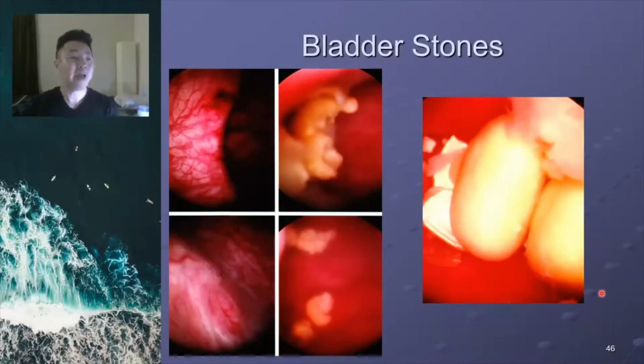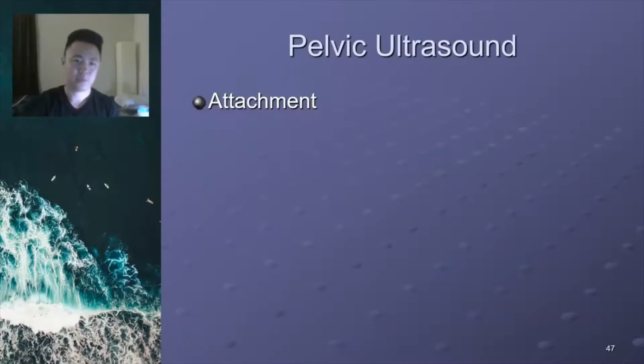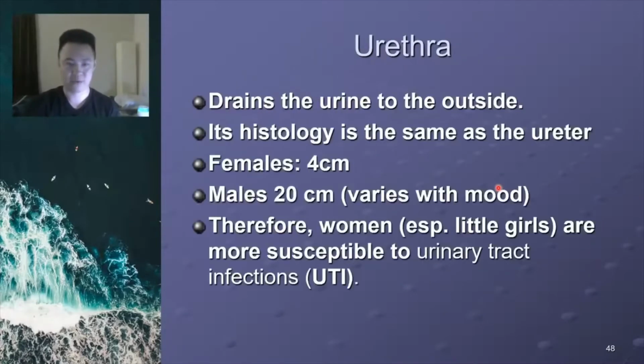Now, here are bladder stones. Okay, these are examples of bladder stones here. Pelvic ulcers, I don't have that attachment. Skip that slide, guys. Now, the urethra here, its function is to drain the urine to the outside, and its histology is the same as the ureters itself.